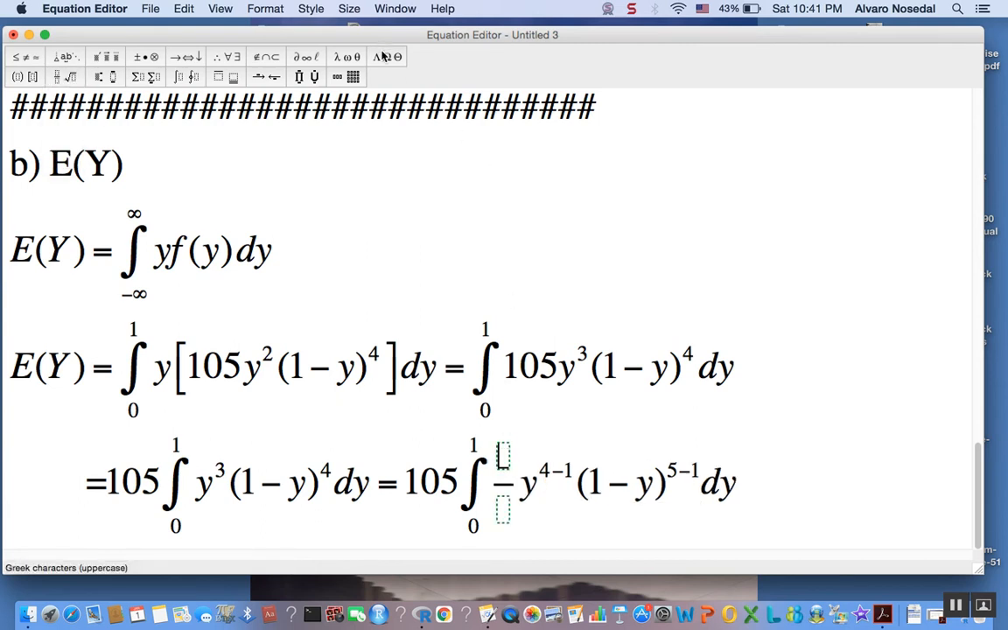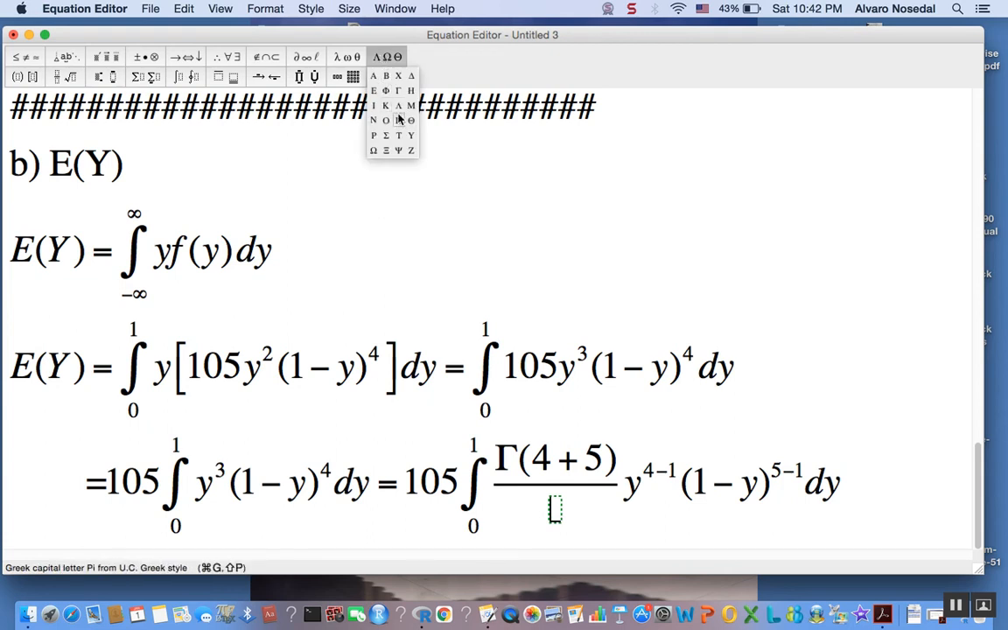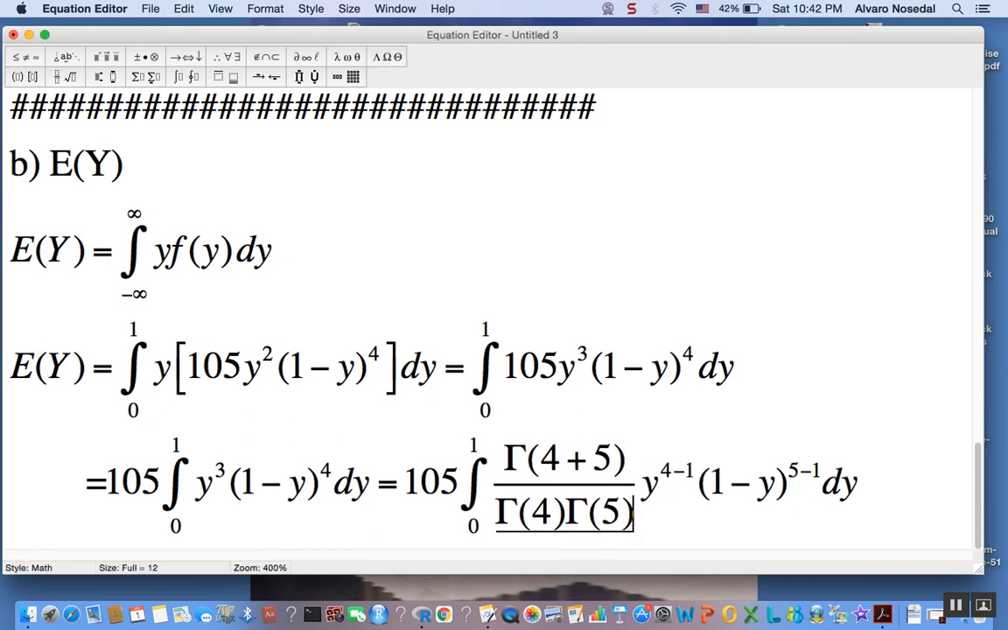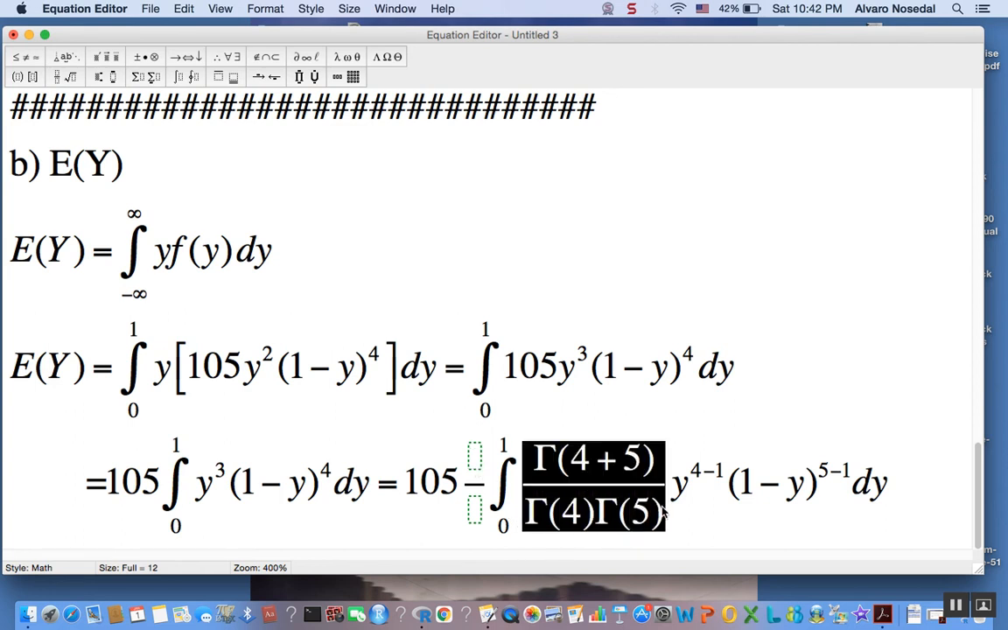So we have the gamma function evaluated at 4 plus 5, divided by the gamma function evaluated at 4 times the gamma function evaluated at 5, right? But again, we don't want to change things. We just want to multiply by a 1, and then we are not doing anything wrong.